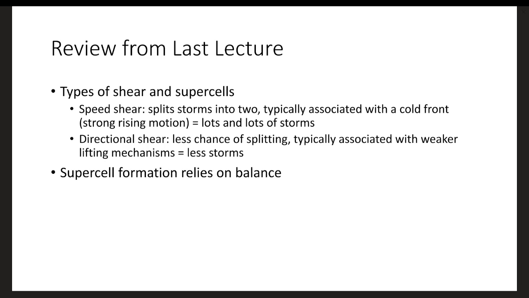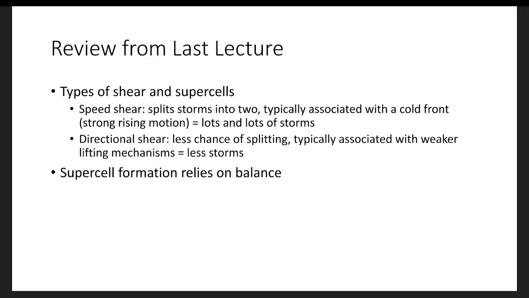With directional shear, you have less of a chance of splitting, and it's typically associated with weaker lifting mechanisms, so you have fewer storms. Supercell formation really relies on a balance of a lot of variables, including the shear and lift. You don't want too much lift, and you don't want too much speed shear. You want more of a directional shear. You don't really want too much of a good thing in a supercell.